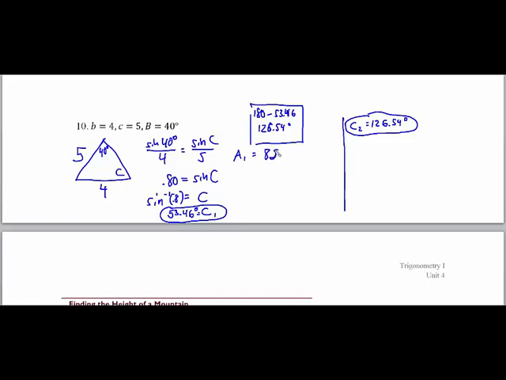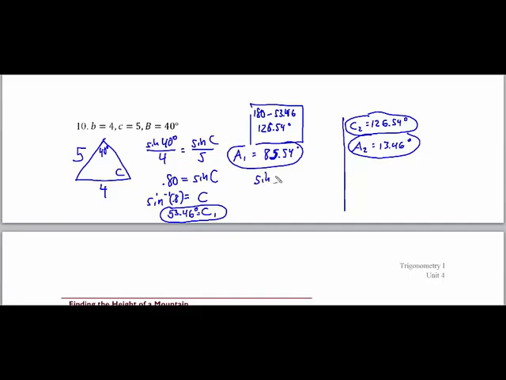Hold on a second here. 85-ish, 54 degrees. There's my A sub 1. Here's my A sub 2. My A sub 2 is going to be 13.46 degrees. Where I'm getting these angle A's from is I'm subtracting my 40 and 53.46 from 180 to get 85.54, and then I'm subtracting 40 and my 126.54 from 180 to get 13.46.